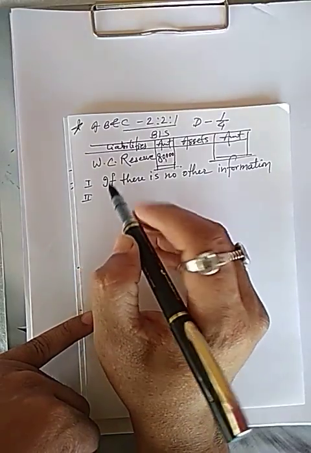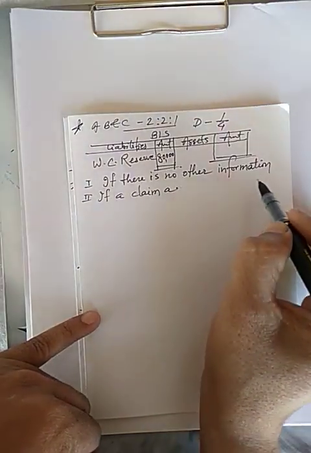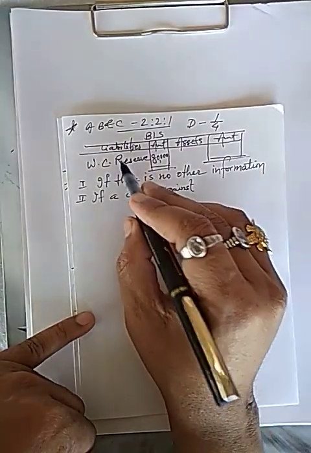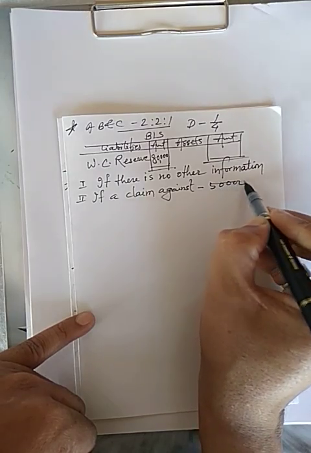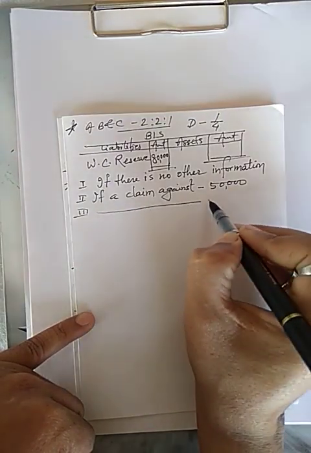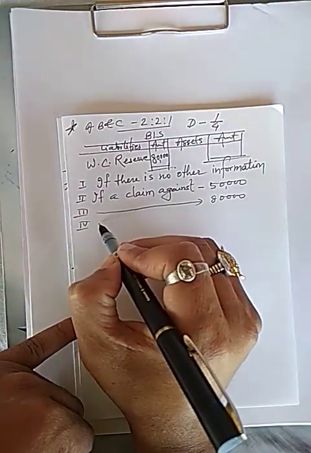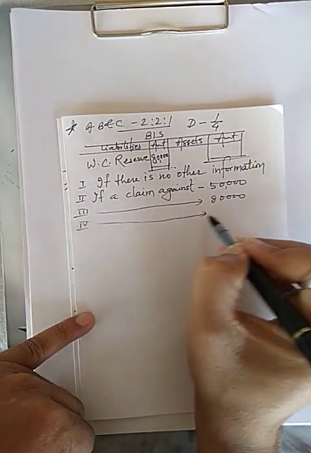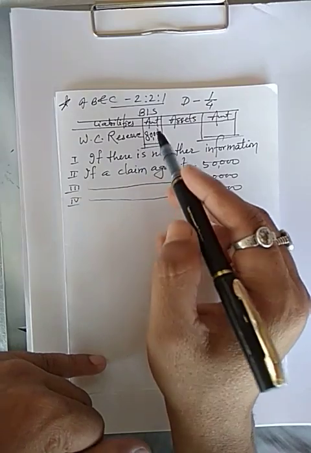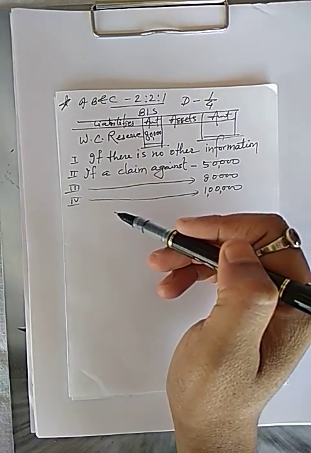The second case says, if a claim against the workmen compensation reserve is 50,000. The third case is, if the claim against workmen compensation is 80,000. The fourth case is, if the claim against workmen compensation fund is 1 lakh. These are different situations. In all these situations, we have to prepare the journal entry.